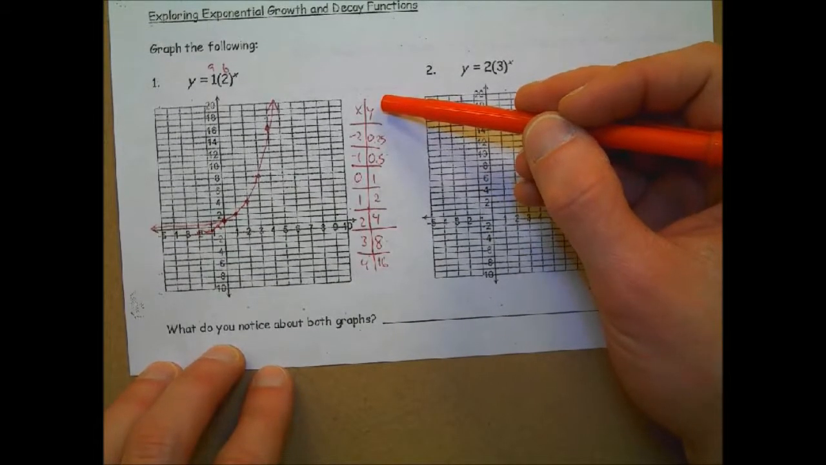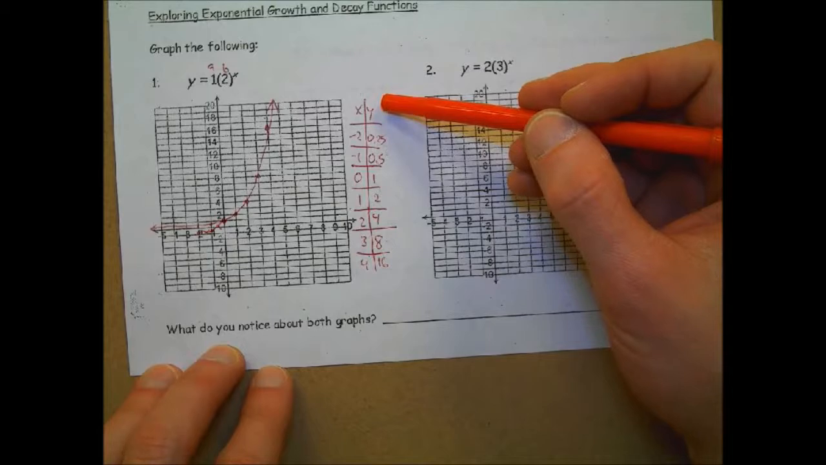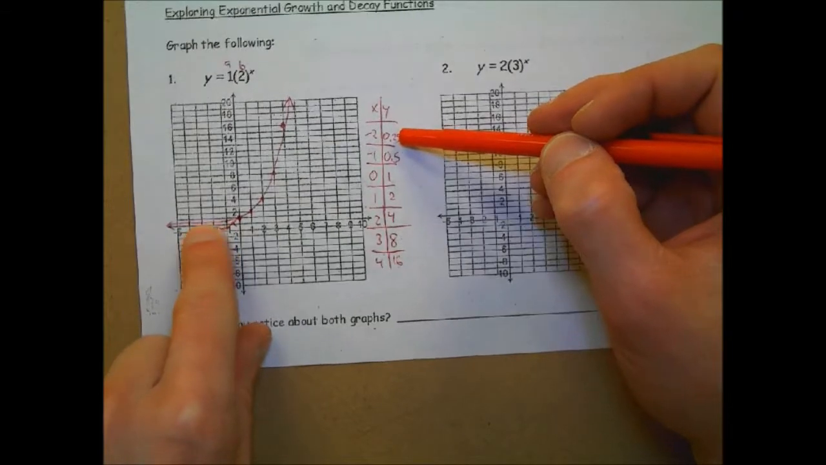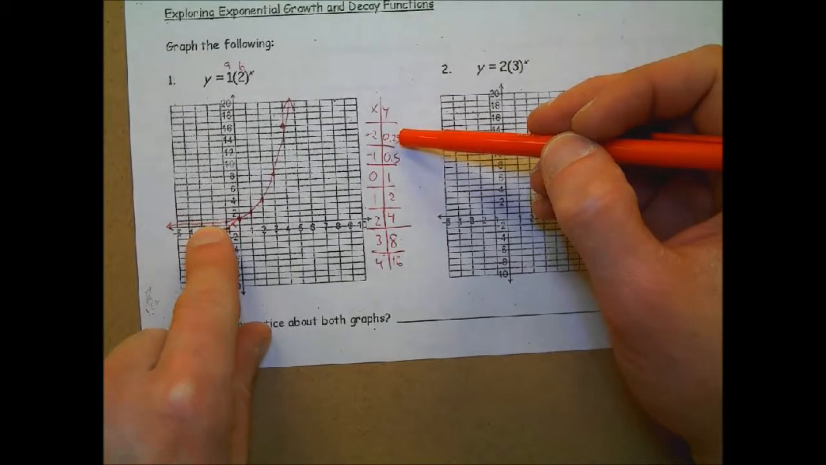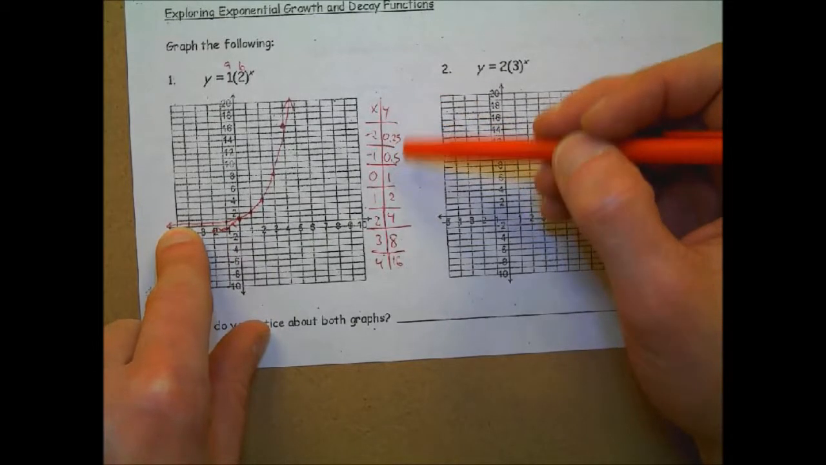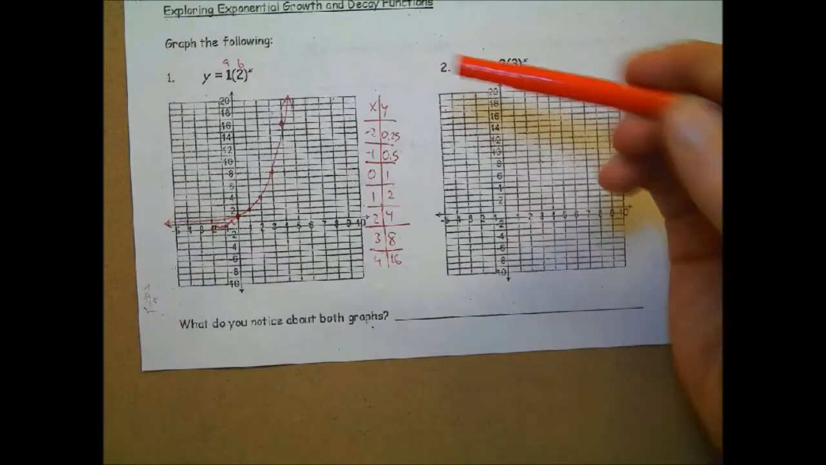Because I have a positive number and I'm dividing by a positive 2, it's always going to stay positive. So in other words, this line should never cross over to the negatives. I'm just going to keep cutting in half, cutting in half, cutting in half, and it's going to stay above the x-axis.